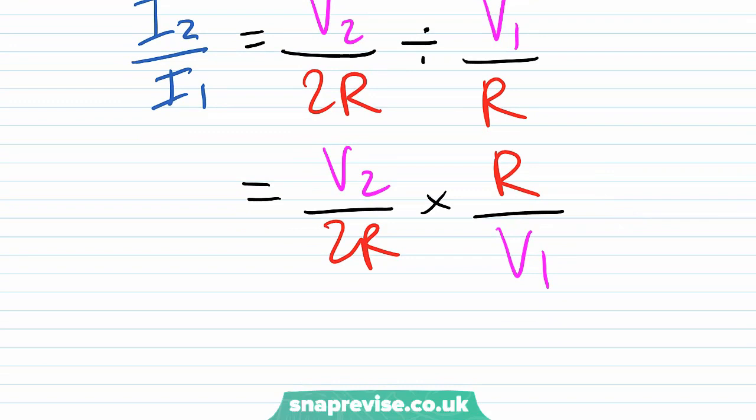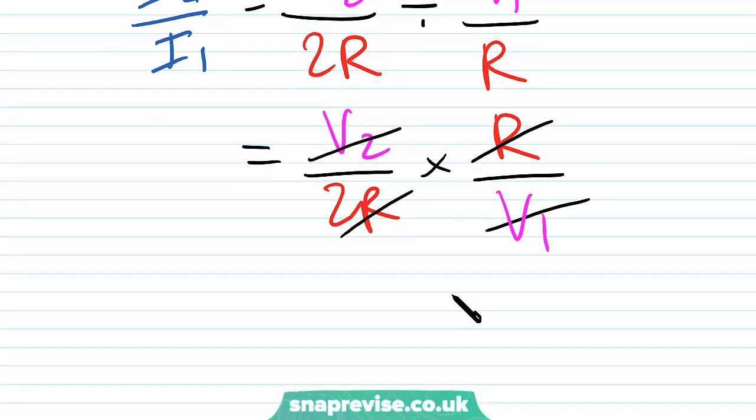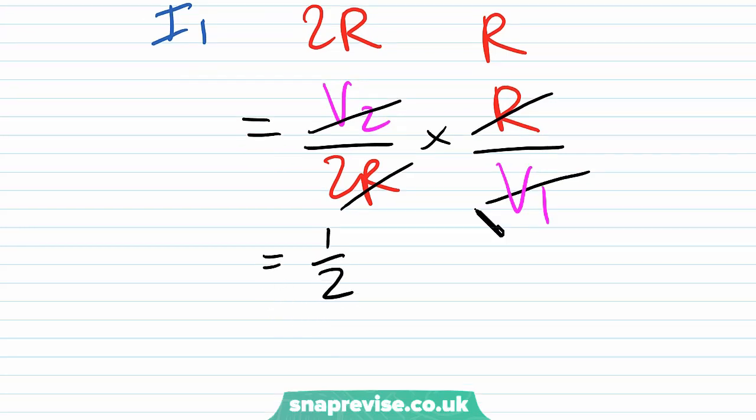But remember, we said that V1 and V2 are equal, so these two are going to cancel. And we can also see that R and R are going to cancel as well. So this leaves us with I2 divided by I1 equal to a half. So we can therefore say that I2 is equal to a half I1.